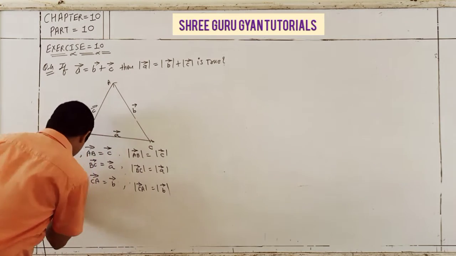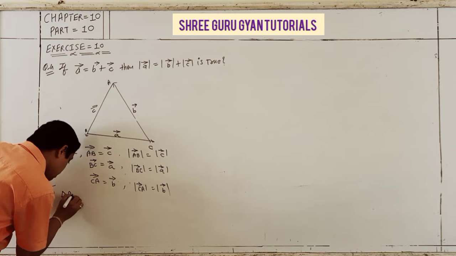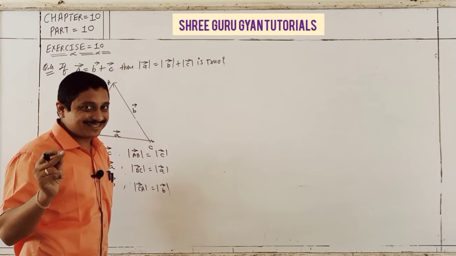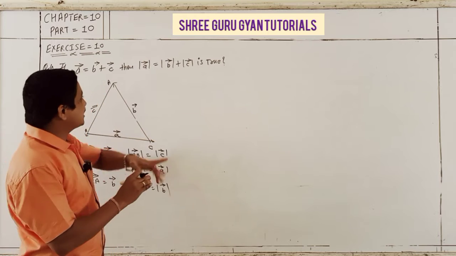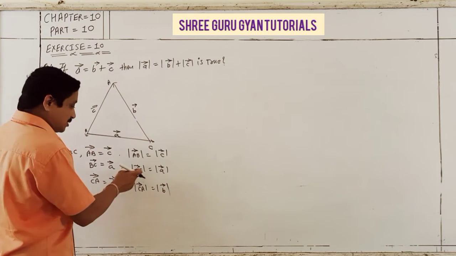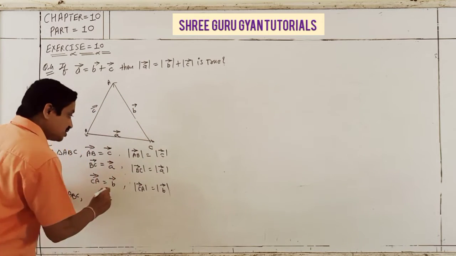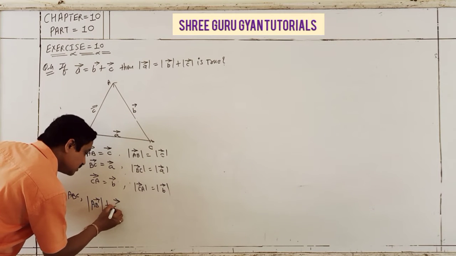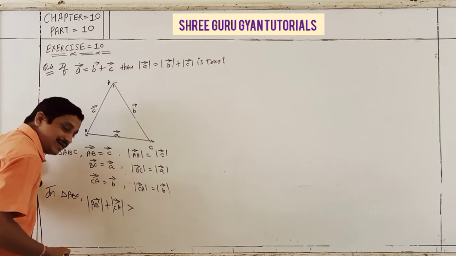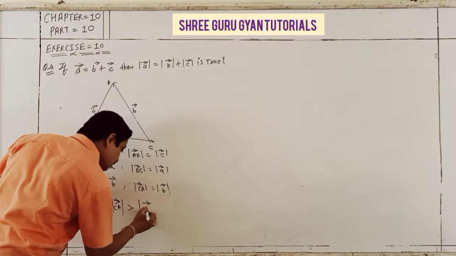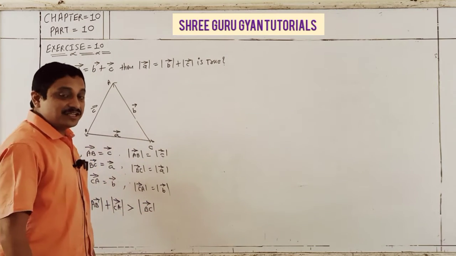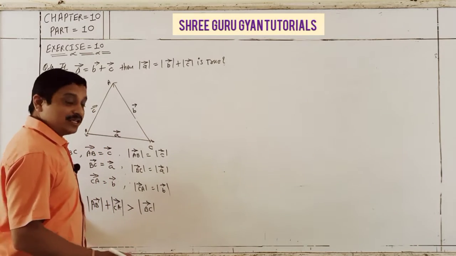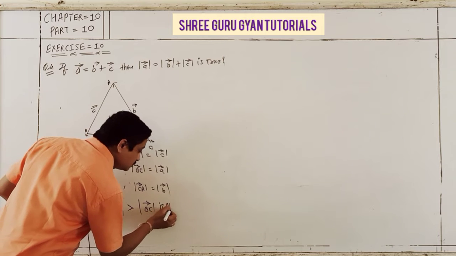Now, in triangle ABC, the sum of two sides is always greater than the third side. I will take two sides B and C. So in a triangle, the magnitude of AB plus the magnitude of CA is always greater than the magnitude of BC. This is necessarily true for every triangle, so in triangle ABC it is always true.